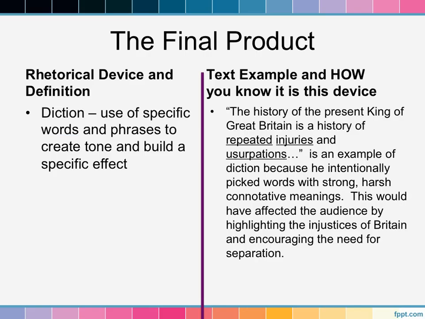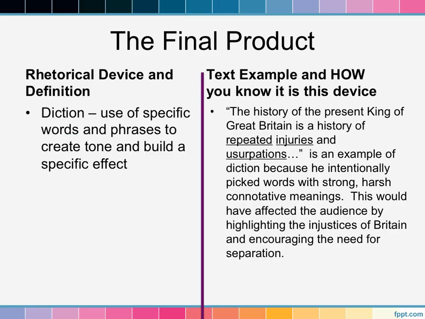This looks long, doesn't it? That's kind of what I expect from you in this class. I want you to give a strong, thorough answer in complete sentences. So let's look at this. The history of the present King of Great Britain is a history of repeated injuries and usurpation.